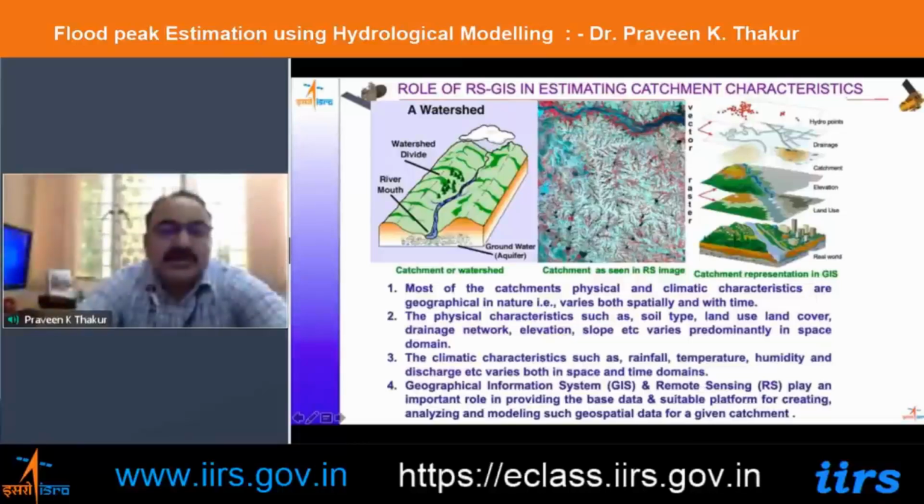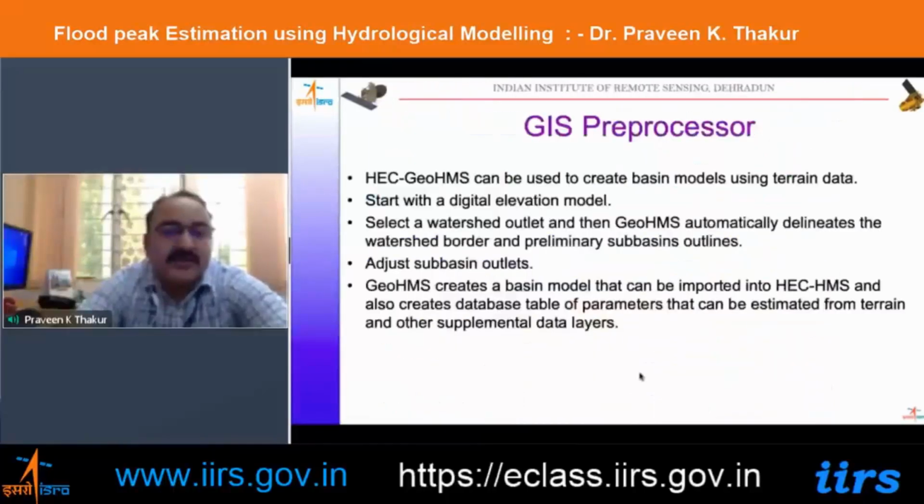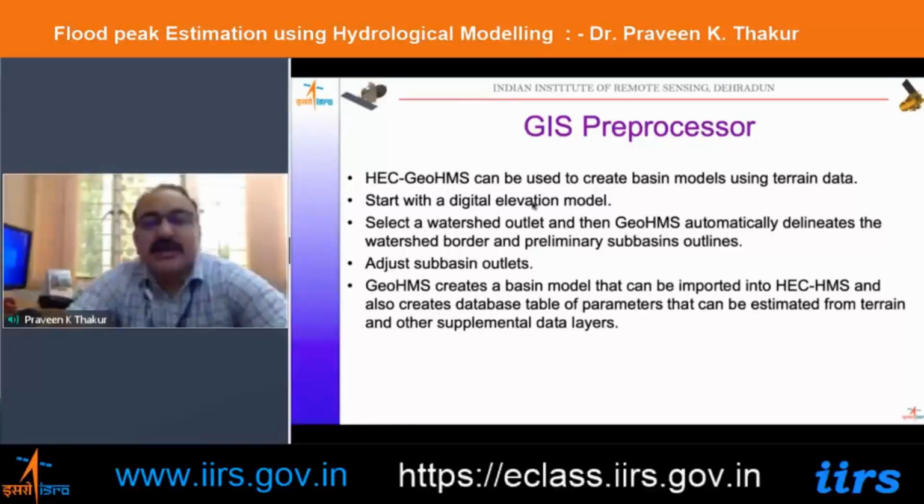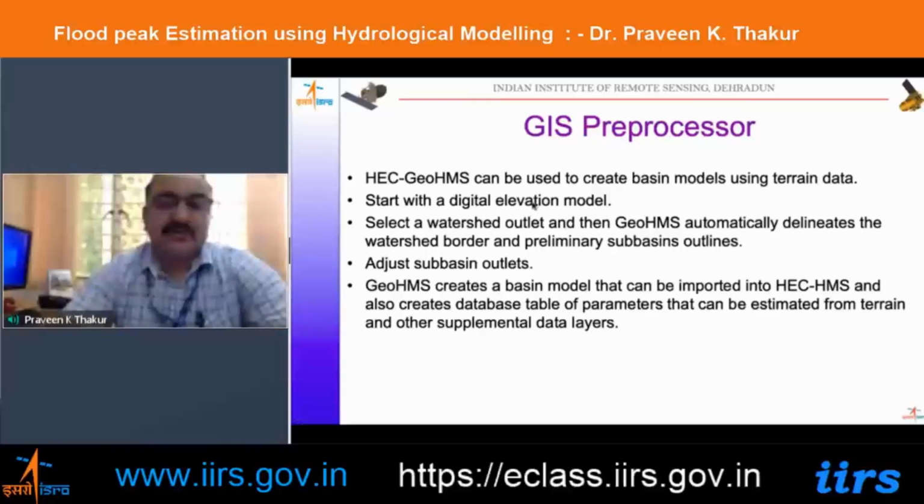So we call this the GIS pre-processor. That means before running the model to estimate the discharge from a given storm or rainfall, we want to see where physically it is located and how we can generate it. So the basic input layer for this GIS pre-processor is the digital elevation model only. Later on, I can add the land use, land cover, and the soil map to get the initial values of the curve number. But those are optional requirements you can add later also.